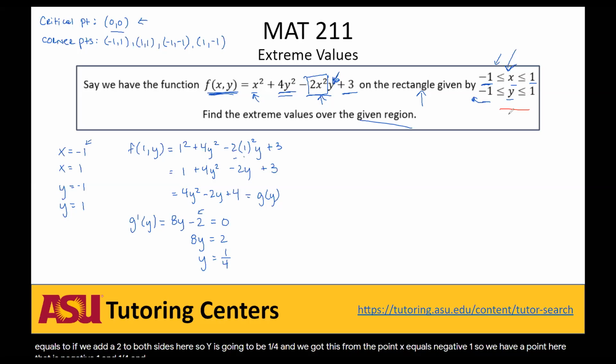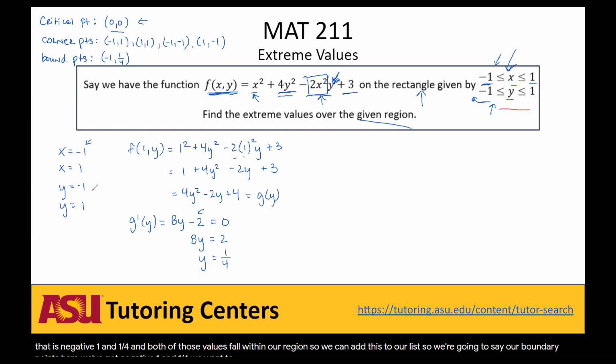And both of those values fall within our region, so we can add this to our list. So we're going to say our boundary points here. We've got -1 and 1/4.